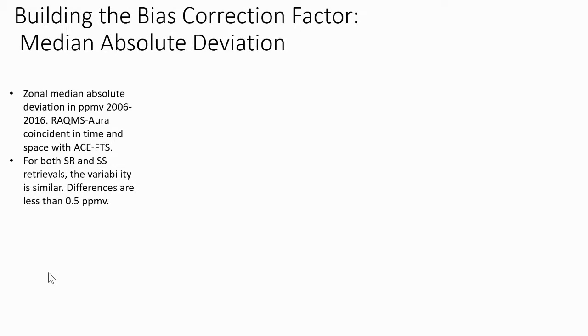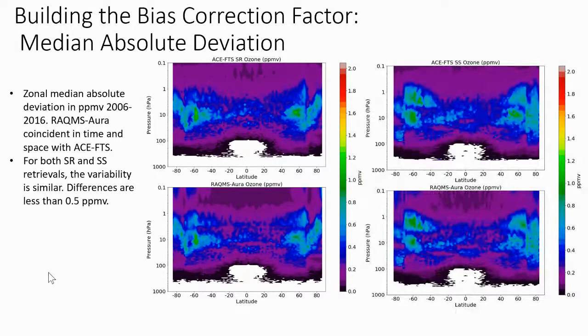And then as part of building our median correction, our correction factor, we decided to look at the variation as the median absolute deviation for, again, SR and SS retrievals. The difference in variability between the ACE observations and the RAQMS Aura concentrations is fairly similar in both cases, with some very small differences in ppmv up high and a little bit in the polar regions, but again, very, very small differences.